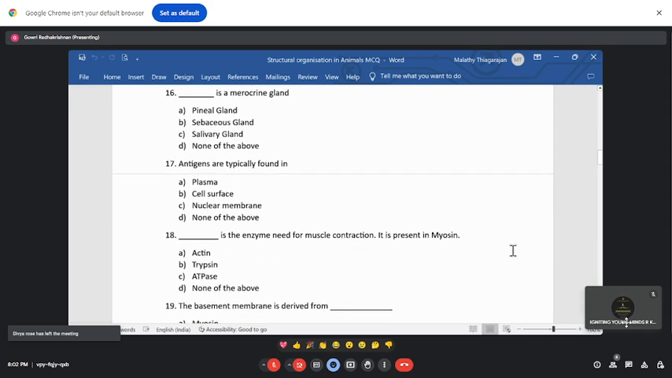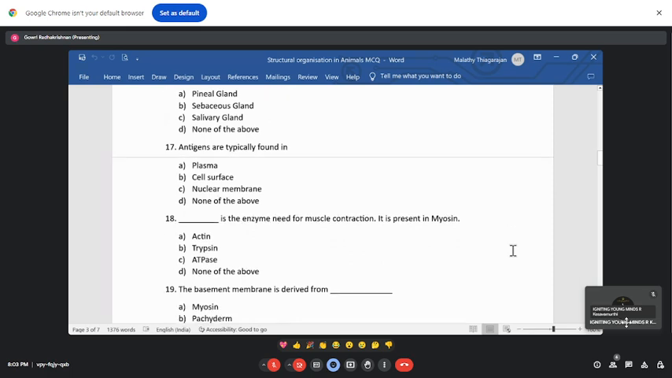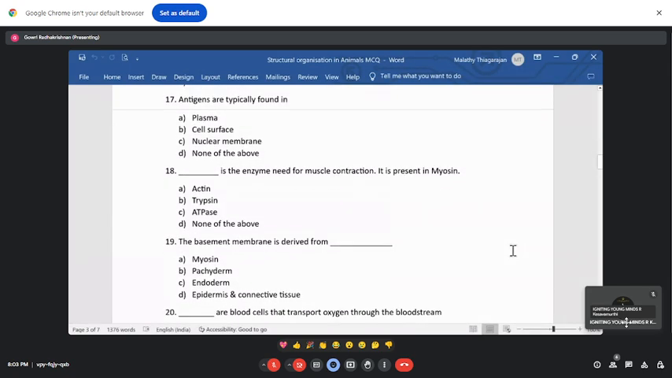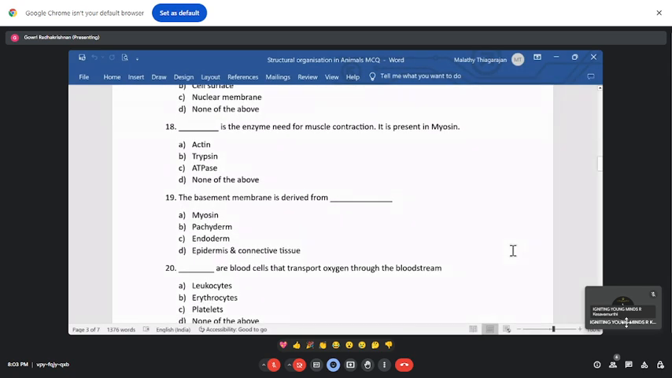Okay. Question number 17. Antigens are typically found in cell surface. Option B. Dash is an enzyme needed for muscle contraction. It is present in myosin. That is option C, ATPase.